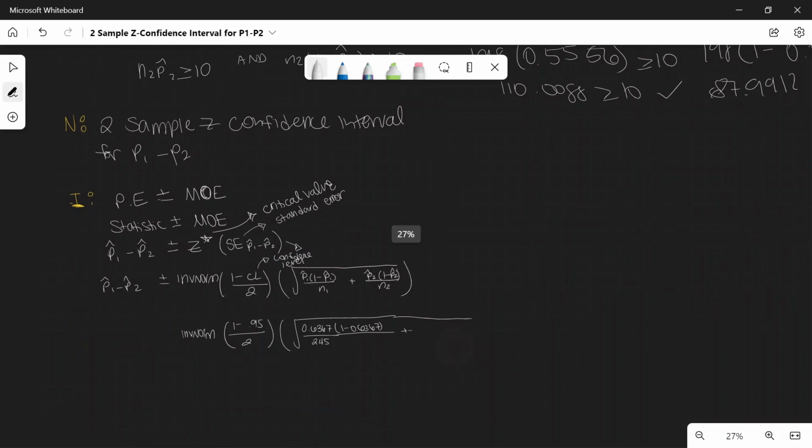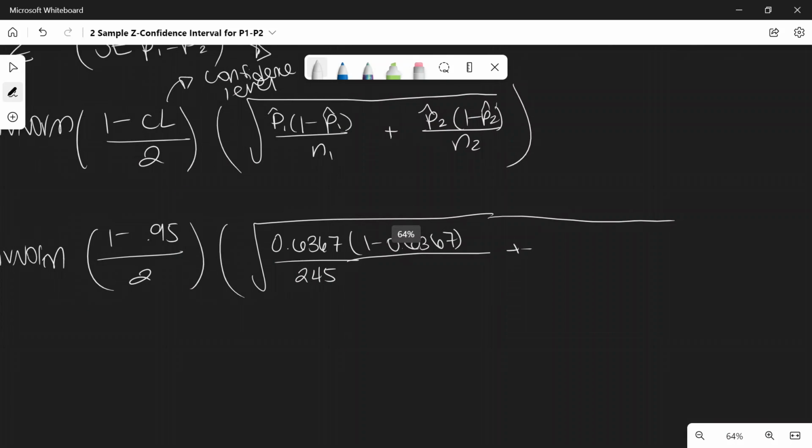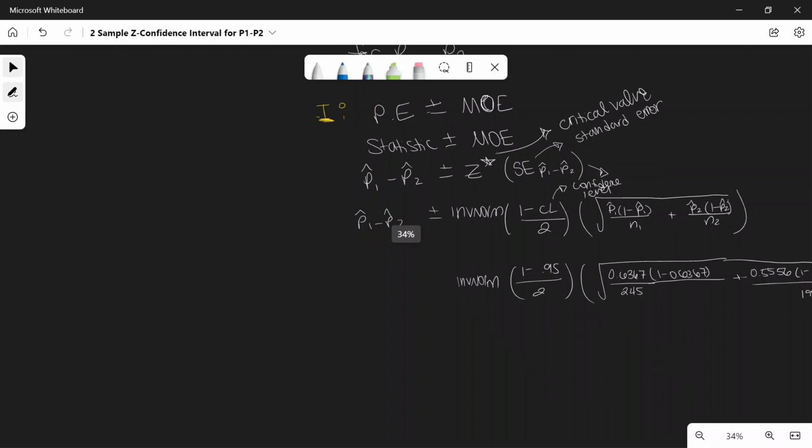0.6367, yes. And then P hat 2 is 0.5556, 1 minus 0.5556. And then you're dividing by 198. That is your standard error for P hat 1 minus P hat 2.